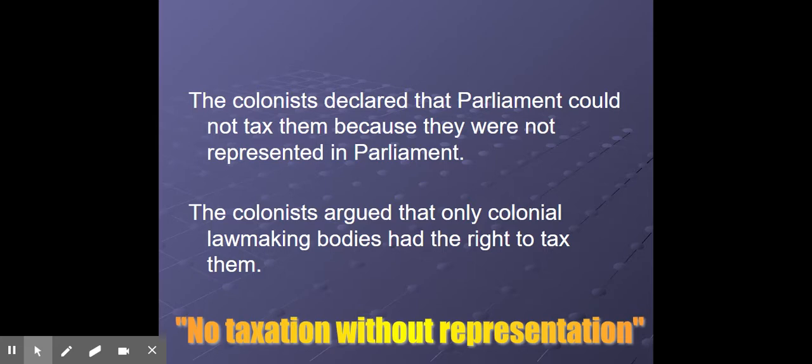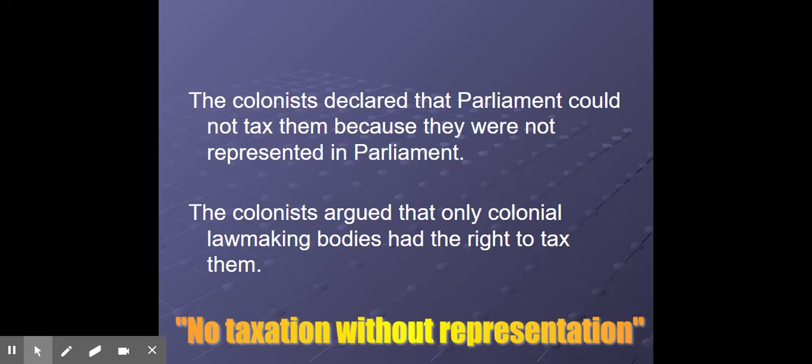Now, this is always one of those weird what-ifs of history. What if Britain had started listening to us and said, okay, we will grant you two members of Parliament? We will give you representation. What would have happened then? We don't know. The cry is no taxation without representation. So, had we had representation, we might have been willing to pay the taxes. We don't know. But Parliament never gives us that choice.